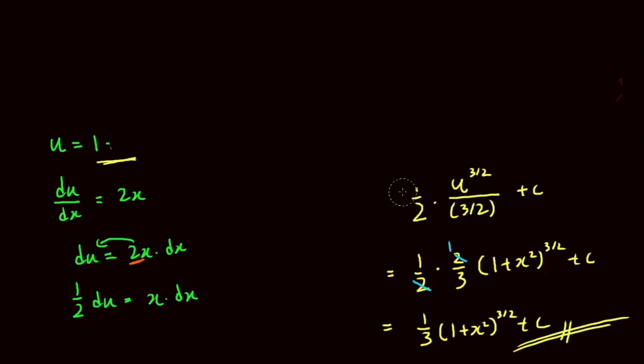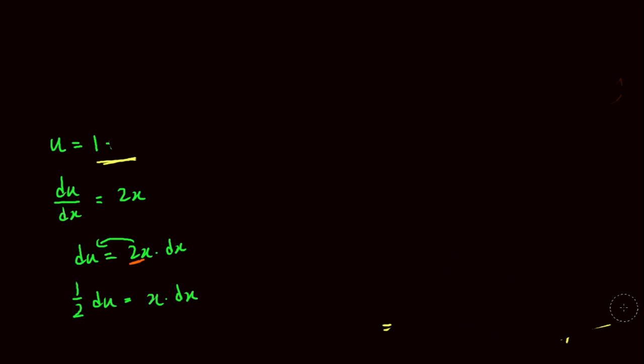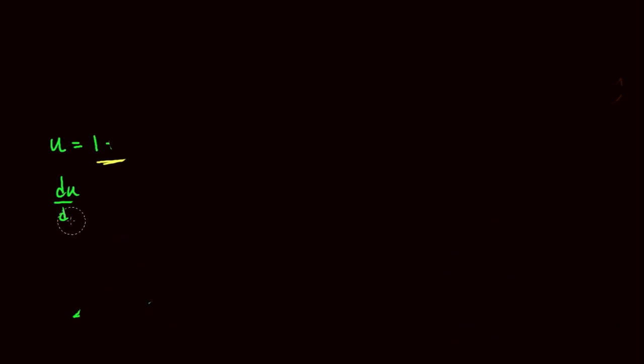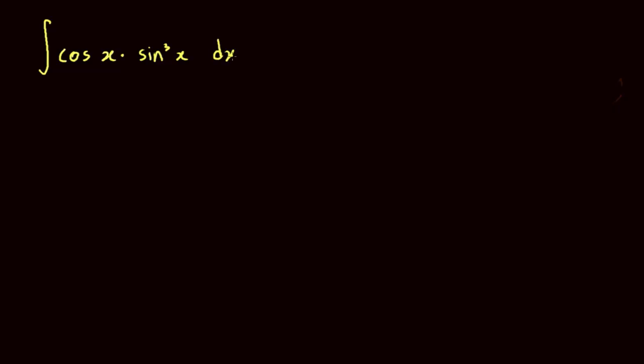Okay, let's see. The next question here is this. We have an integral, okay? It's basically the cosine of x times the sine cubed of x, with respect to dx. So they want us to find the indefinite integral of this. Again, I'll give you the time to pause this video and try to find the answer to this question.